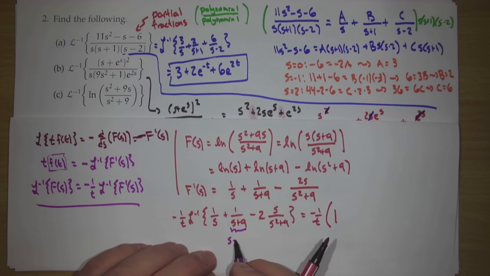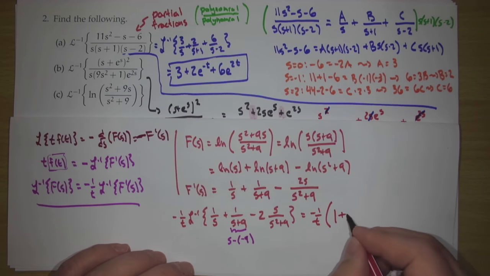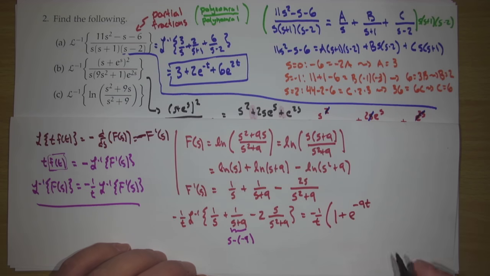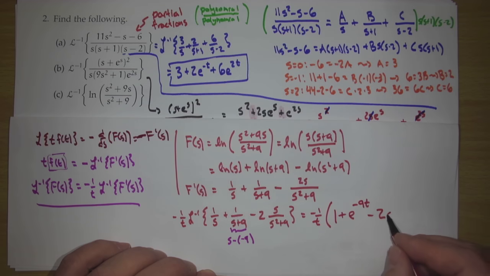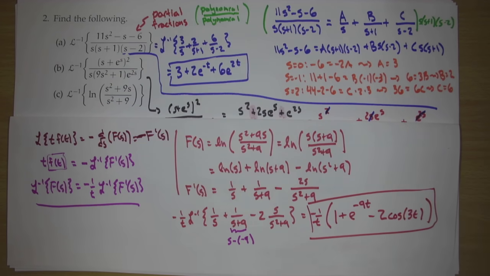So sometimes you have to think. Plus is minus a minus. So that becomes e to the minus 9t. Then minus 2 inverse Laplace of s over s squared plus 9, cosine 3t. And we're done.